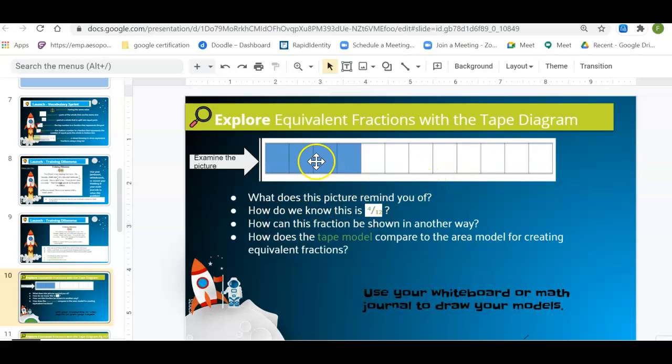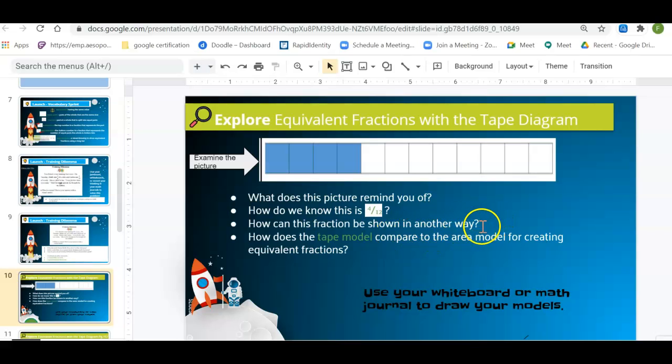So how do we know that this is 4/12? Well, there are 4 shaded in parts out of 12 total. So if you counted them, 1, 2, 3, 4, 5, 6, 7, 8, 9, 10, 11, 12. There are 12 equal parts and there are 4 shaded in. That's how we know that it's 4/12. So how can this fraction be shown in another way?